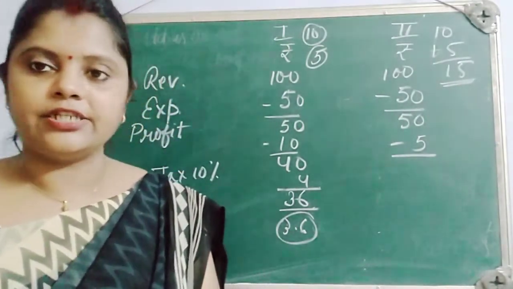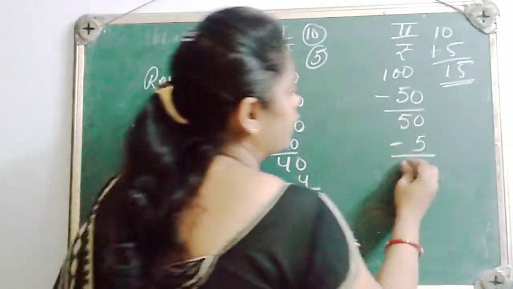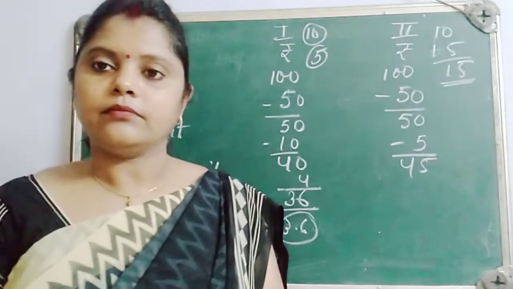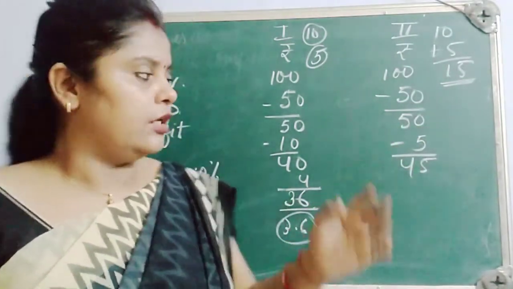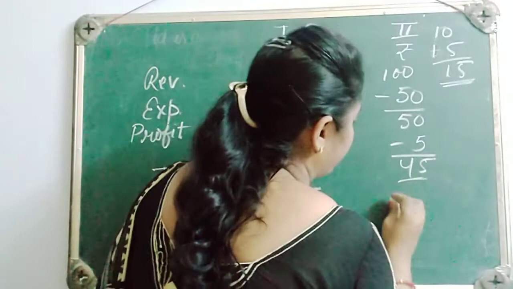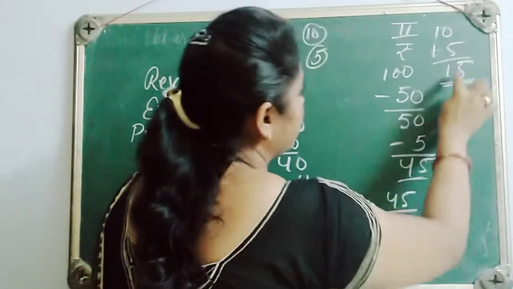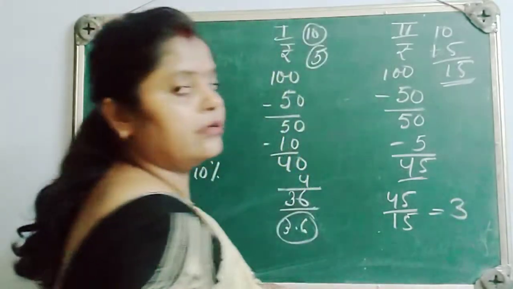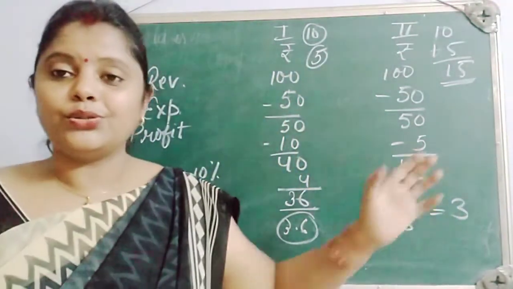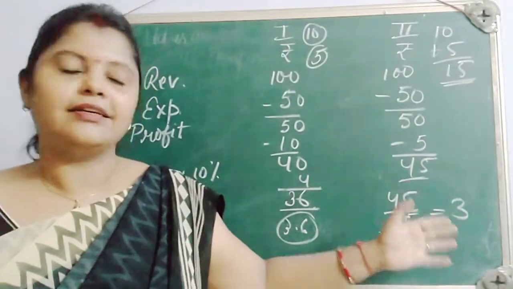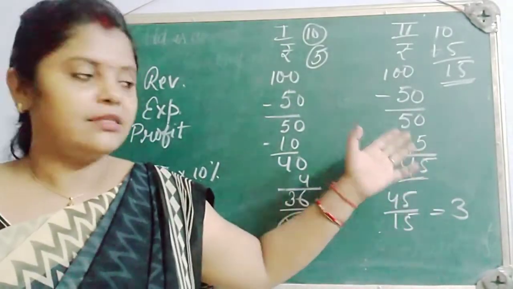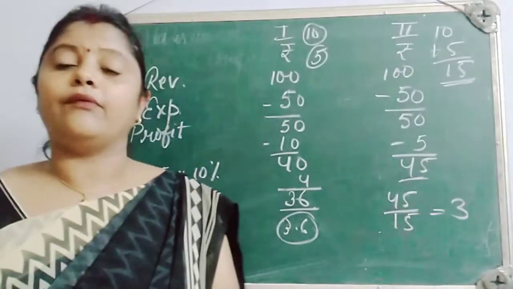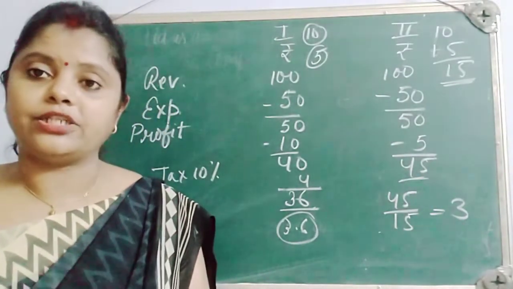This is the first condition. Now see the second one. 45 is the money which is left after payment of taxes. Now this 45 has to be divided among 15 people. And what are we getting? 3 only. So here what we have done? We have paid more tax and we are paying less dividend. So this is what they wanted to say through this question.